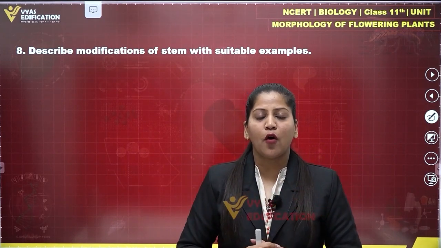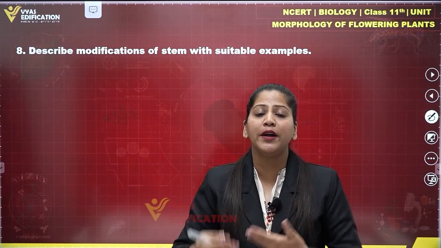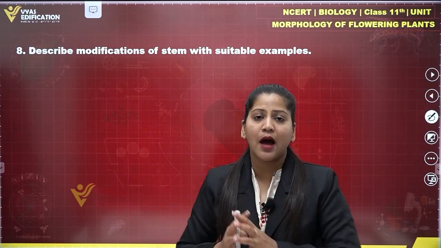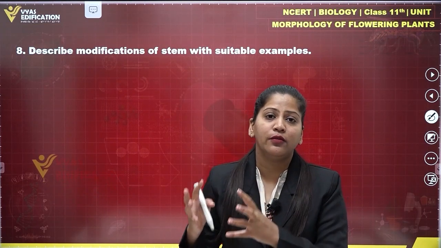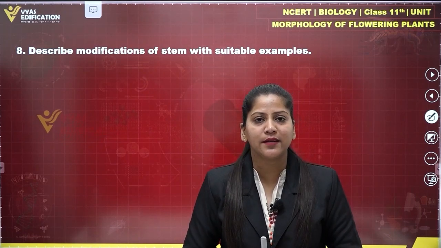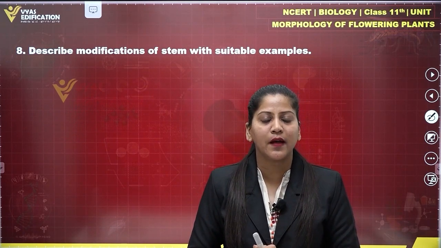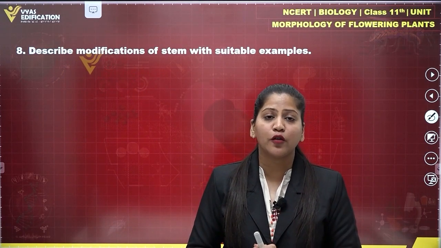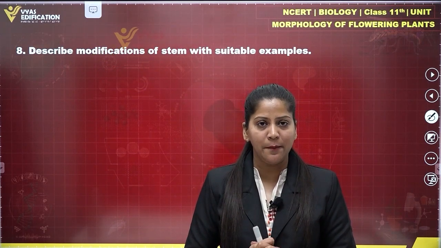So in the plant of Opuntia, the stems become modified and are arranged just like leaves. They are green in color. Also, they carry out the photosynthesis process in Opuntia. So this is also a kind of modification of stem.